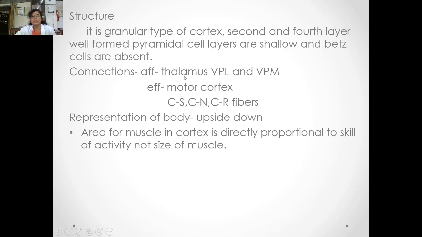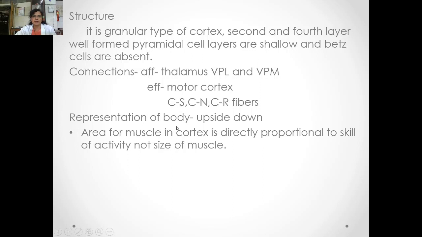It receives afferents from the thalamus, mainly from the ventral posterolateral and the ventral posteromedial nucleus. You know this ventral posterolateral nucleus receives the medial lemniscus and the spinal lemniscus, and this ventral posteromedial nucleus receives the trigeminothalamic tract and the solitariothalamic tract, and these nuclei project to this primary sensory area. Efferents of this area: it gives efferents to the motor cortex, and also gives corticospinal, corticonuclear, corticoreticular fibers.